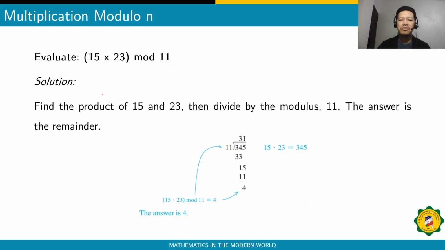Okay, how about multiplication? You multiply 15 and 23 and you get 345, and then you divide that by 11 and the remainder is 4. Therefore, the answer is 4. So that's how to add, subtract, and multiply modulo.